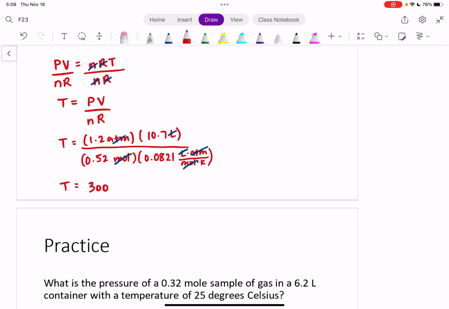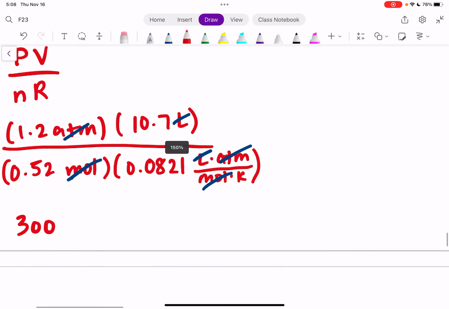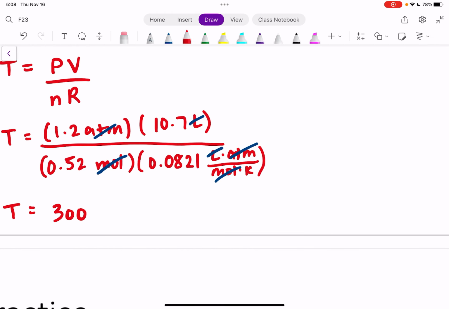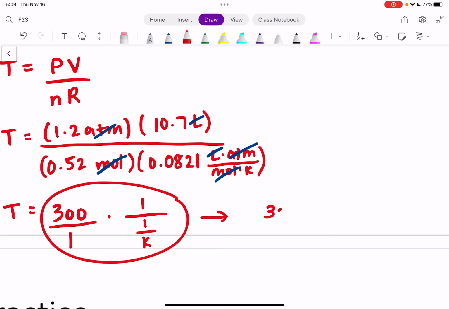All right, and then let's think about these units. So let me zoom in a little bit over here. That's a little too far. So anytime you've got a fraction, really what you can do is separate that fraction into two things. So we have 300 here, which is technically in our numerator, right? 300 divided by 1 is the number that we have over here. And then we can say that we're multiplying that by 1 over Kelvin.